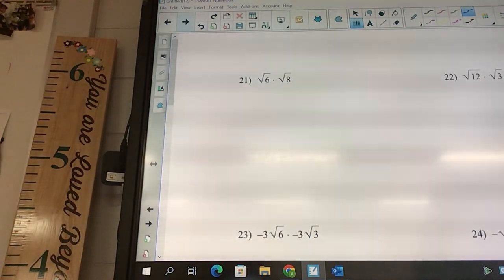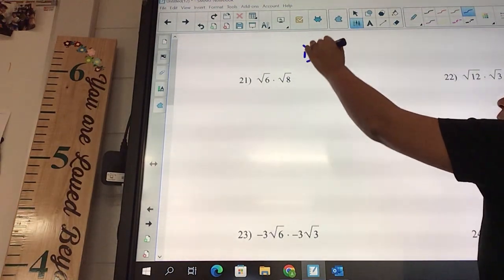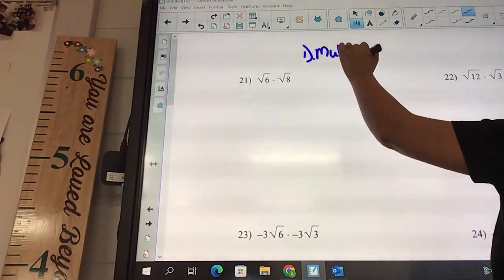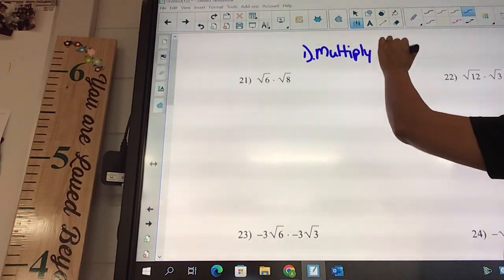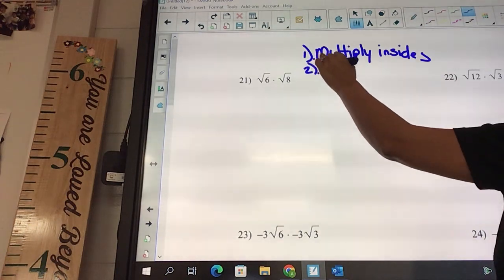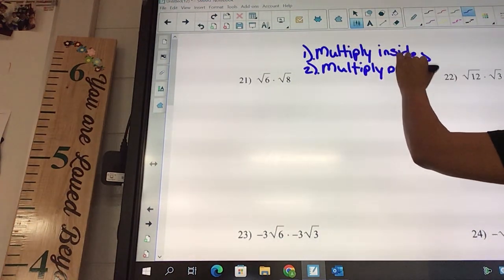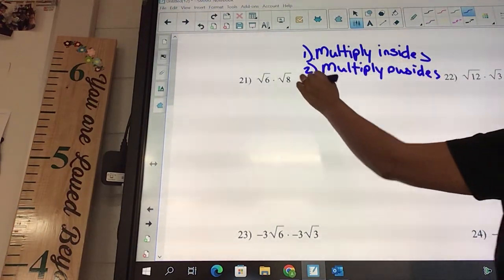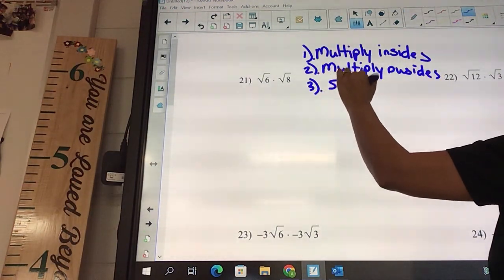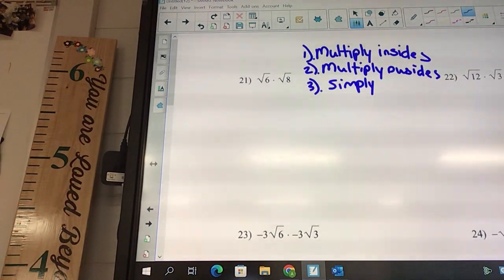Okay, 21, multiplying radicals. Okay, so you're going to multiply the insides. If you need to, multiply the outsides. And then you're going to simplify. I wrote simply, but it's fine. Okay, so we're going to multiply the inside.